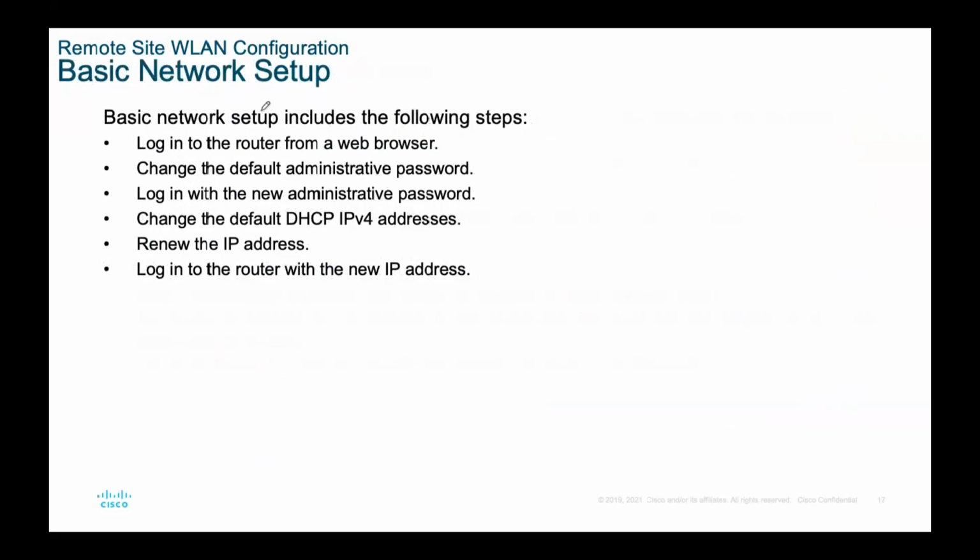Okay, basic network setup. Basic network setup includes the following steps. First, log in to the router from a web browser. Next, change the default administrative password. Log in with the new administrative password. Change the default DHCP IPv4 addresses. Renew the IP address and log in to the router with the new IP address. So these are the basic network setup steps.